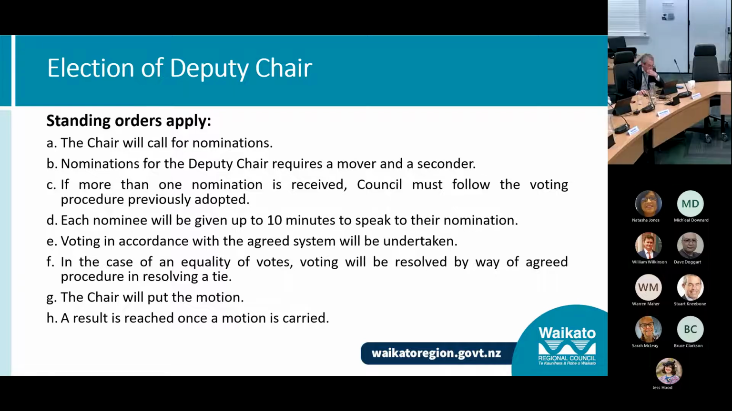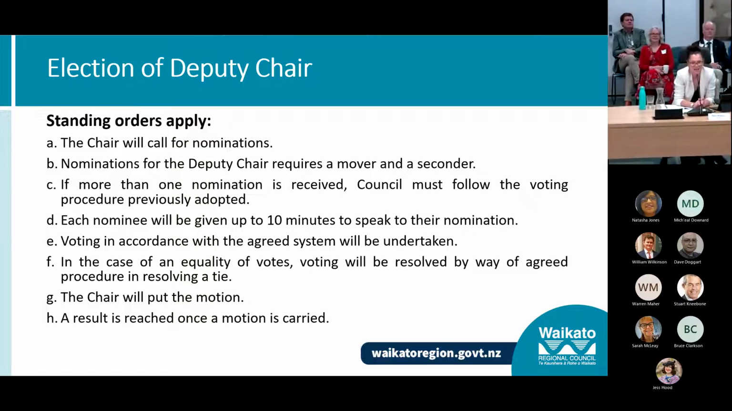Thank you and congratulations, Chair Story. So the process for electing the deputy chair position is the same as electing the chairperson. Essentially, the chair will call for nominations. Nominators will be given 10 minutes, everyone else 5 minutes, and then we'll get into voting. Voting will be the same as we carried out previously. So System A, which is essentially the preferential voting system, and if necessary, for a tied result, we will draw names out of a hat.